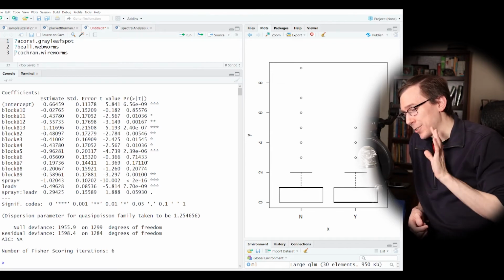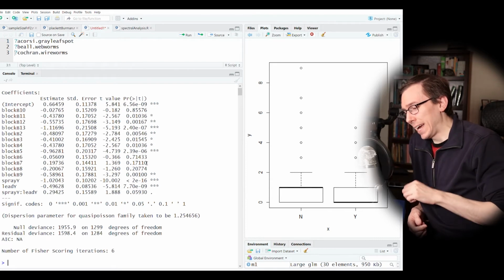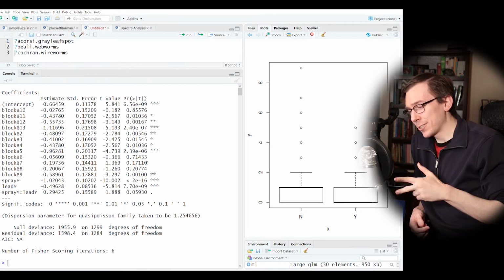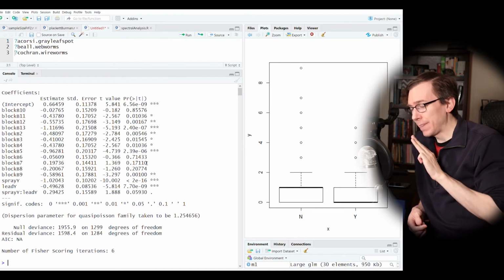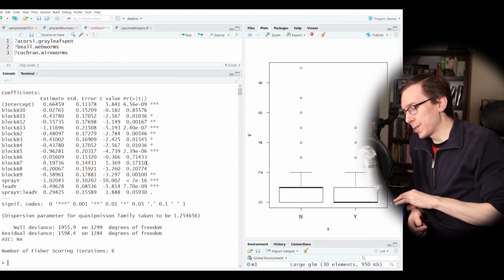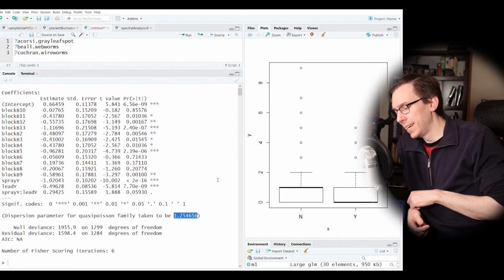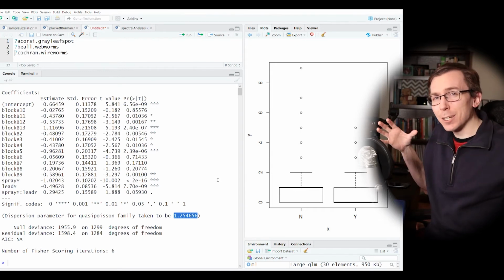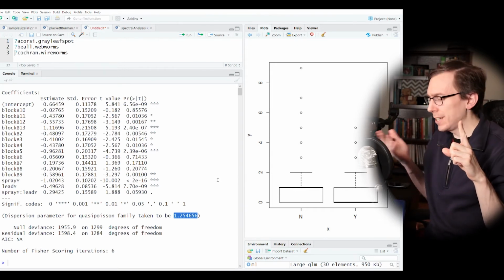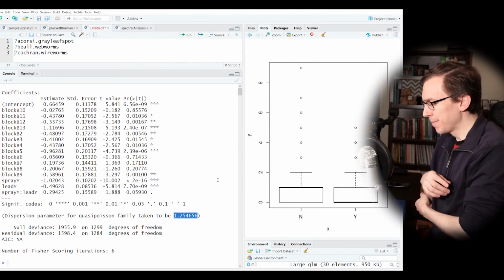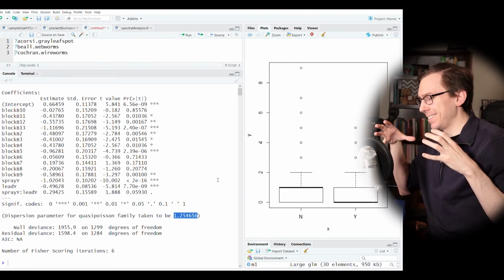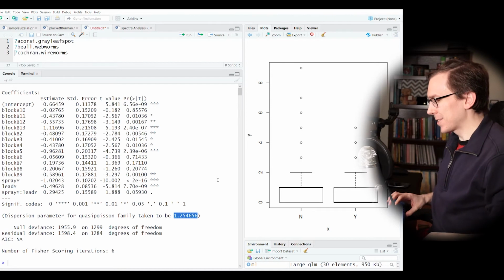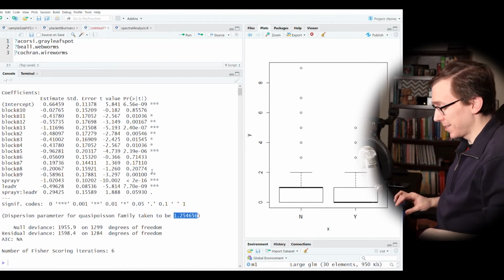But for the sake of our learning, let's just go back to the original model that had spray, lead, the interaction term, and the block term. Now, if I say quasi-Poisson, note that what it did here was set a dispersion parameter to be 1.25. So what that means is that it says, okay, we're going to spread out our data a little bit more. 1 would be no difference than regular Poisson. In this case, it's just increasing the variance ever so slightly, and we do get some differences in our significance.